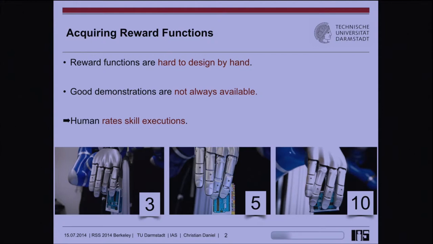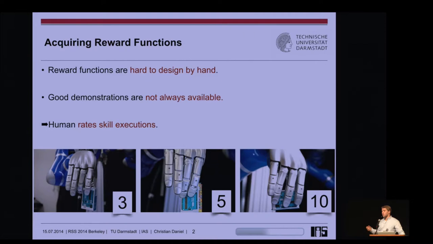Alternatively, we could implicitly provide reward functions through demonstrations. However, for tasks that we are considering, this is often difficult because it means we first have to learn very exactly how to control the robot such that we can actually provide these desired behaviors.